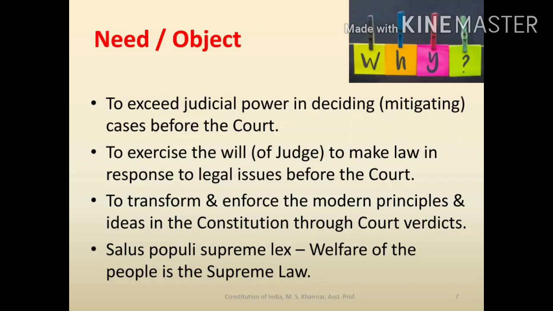It can be answered that it is necessary to have judicial power to mitigate the case to achieve the ends of justice. Judicial activism is the exercise of the will of a judge to make the law in response to legal issues before the court. Without having such power, it cannot transfer or enforce the modern principles and ideas in the Constitution. The ultimate aim and object of law is salus populi suprema lex, that is, the welfare of the people is the supreme law. Therefore, judicial activism is necessary.